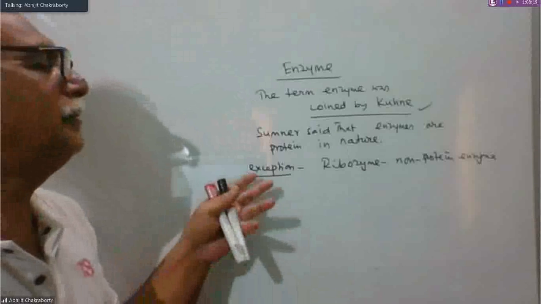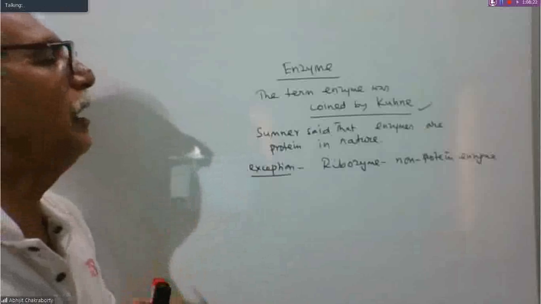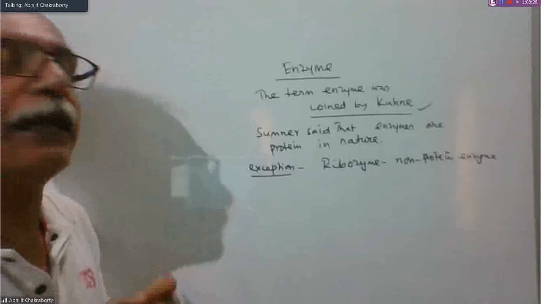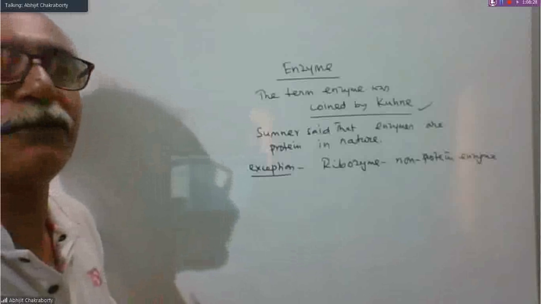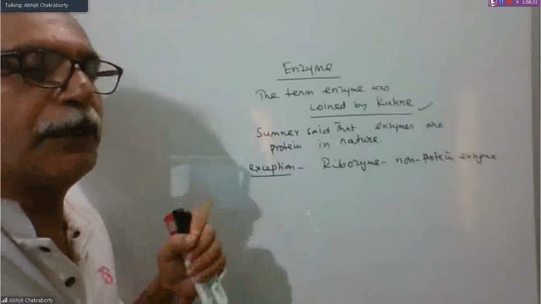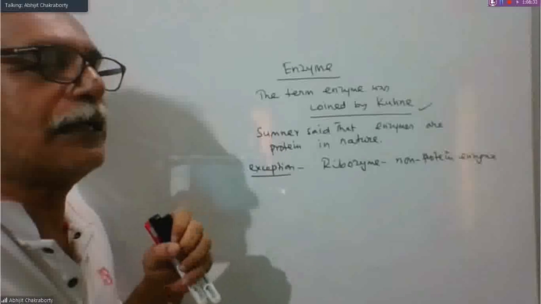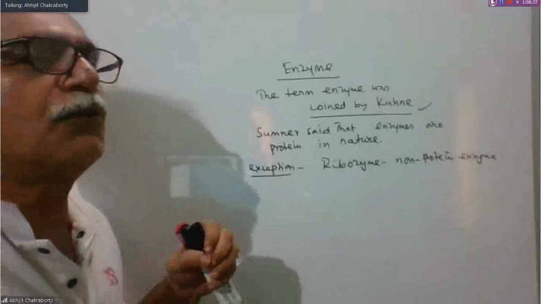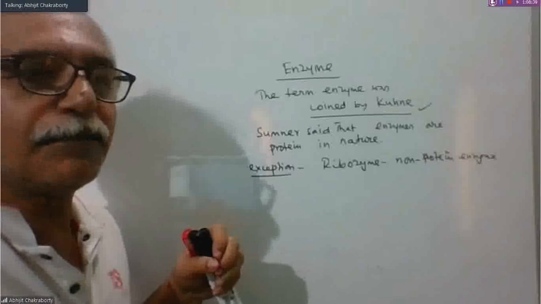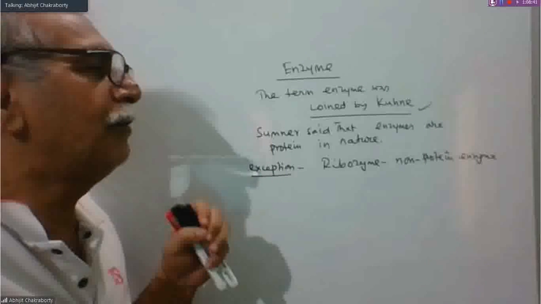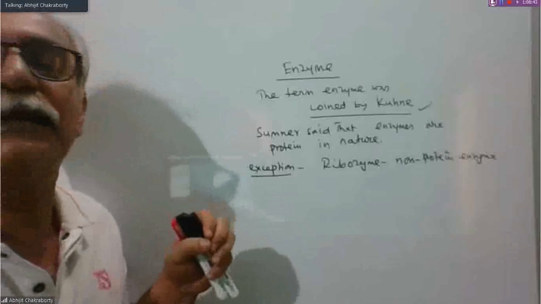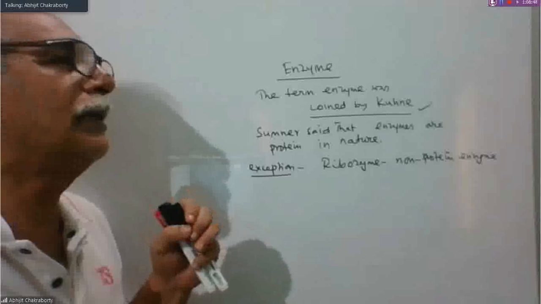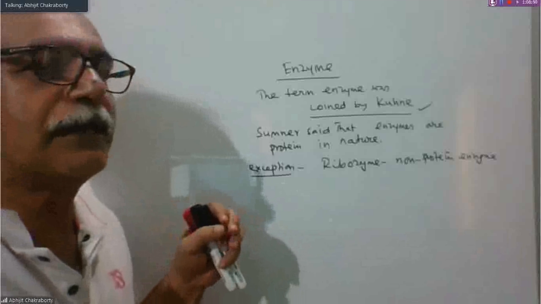Whenever a protein is to act as an enzyme, it has to attain tertiary structure. Without attaining tertiary structure, no protein can act as an enzyme. Are you getting me? A protein, whenever it is to act as an enzyme, has to attain tertiary structure. Clear up to this?